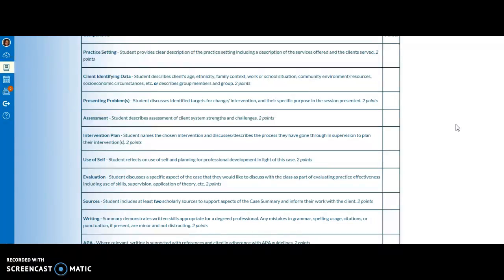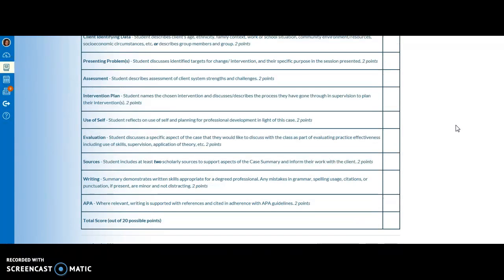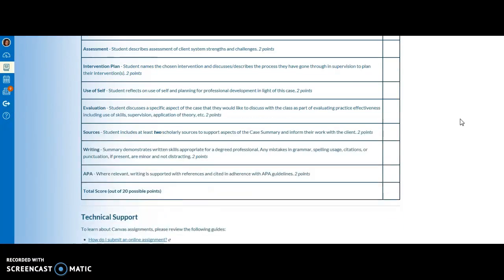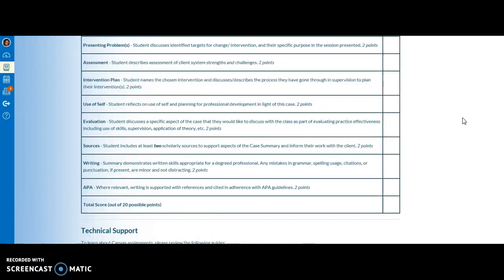And then this is the grading rubric for that paper, and it's a possible 20 points. So this project together is a possible 30 points. I want everybody to be able to get to 30 points. If you're having problems with the video piece of it, you're going to have to call the personal support center, okay?